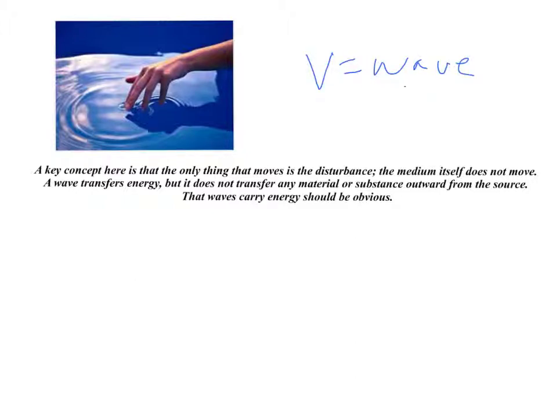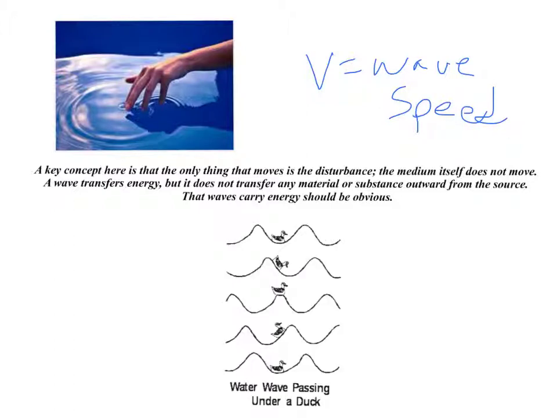Now, a key point here is that the only thing that moves is the disturbance. The medium itself does not move. A wave transfers energy. It doesn't transfer any material or substance outward from that source. The waves are carrying energy as they move along. You've seen this if you've ever watched a duck sitting on water as a boat goes by. The duck stays in one place and just oscillates up and down as that wave moves underneath it. So it's just the energy that's moving through under the duck, not the water itself. The water stays essentially where it is.